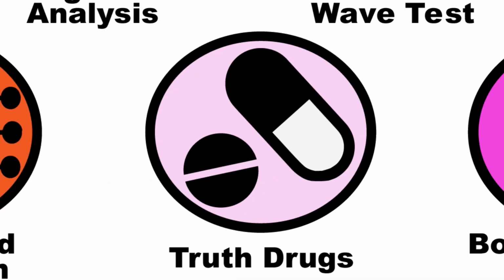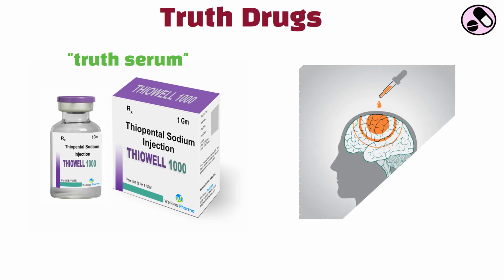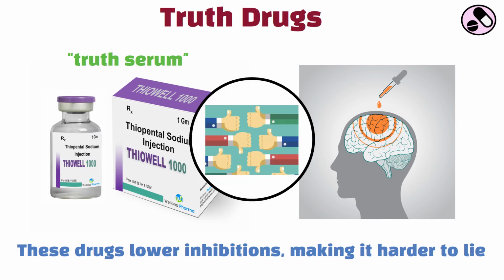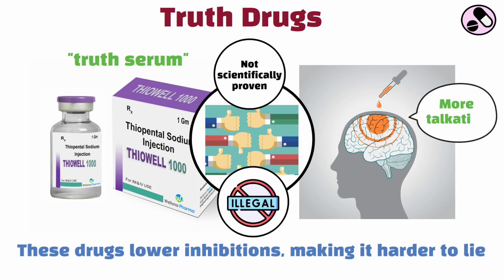Truth drugs. Substances like sodium thiopental, sometimes called truth serum, have been used in attempts to extract truthful information. The theory is that these drugs lower inhibitions, making it harder to lie. However, their use is controversial, often illegal, and not scientifically proven to ensure truthful responses. They may cause people to be more talkative, but not necessarily more truthful.